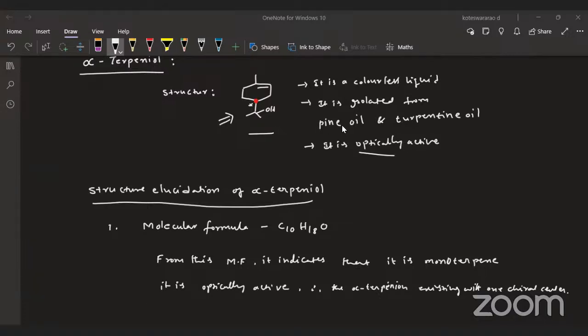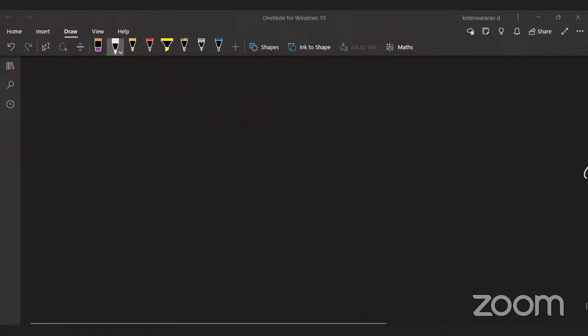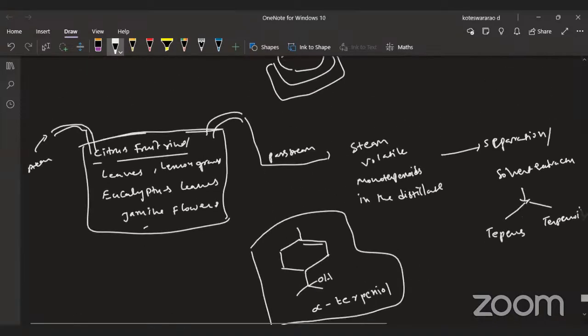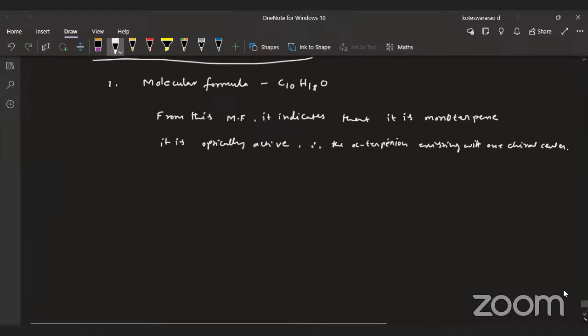Sorry for the interruption. Okay, this is about the simple physical properties and molecular formula. Now coming to the second point. This is the first point. You know about the molecular formula and its optical activity nature.